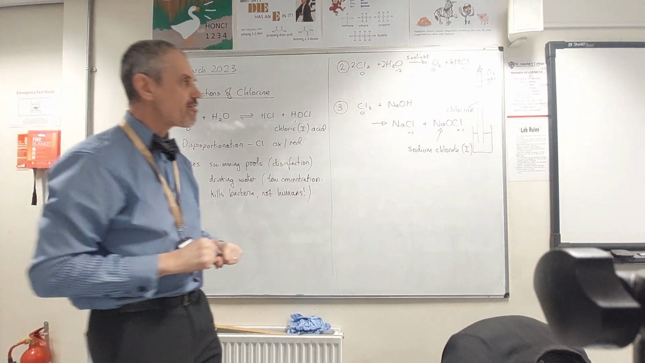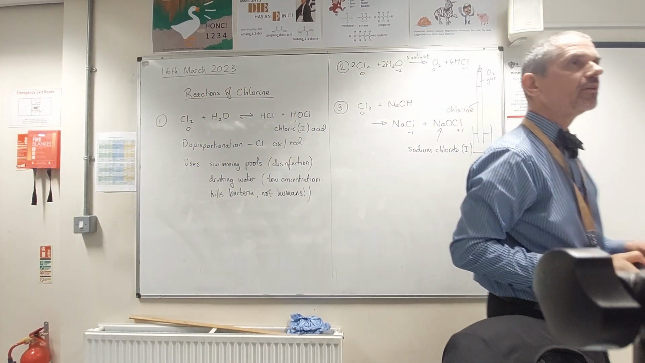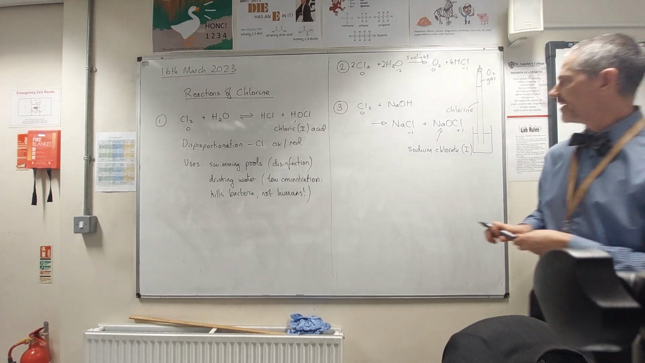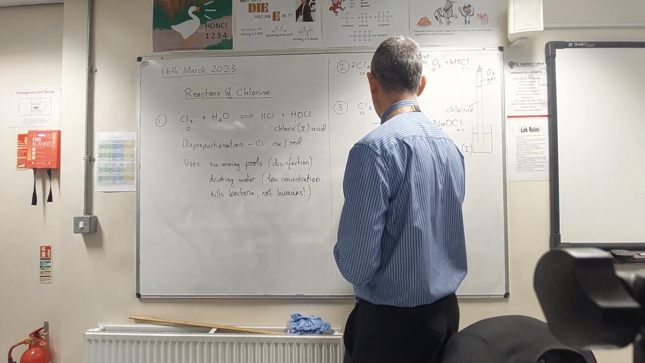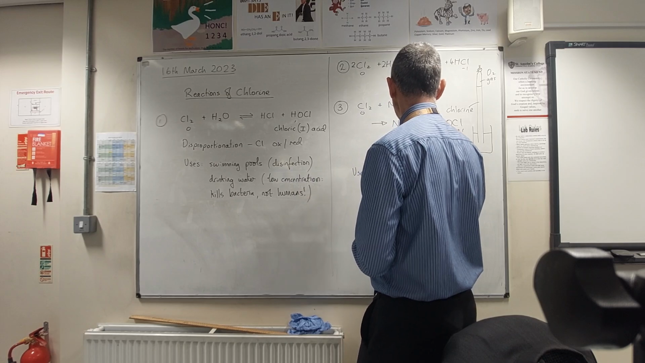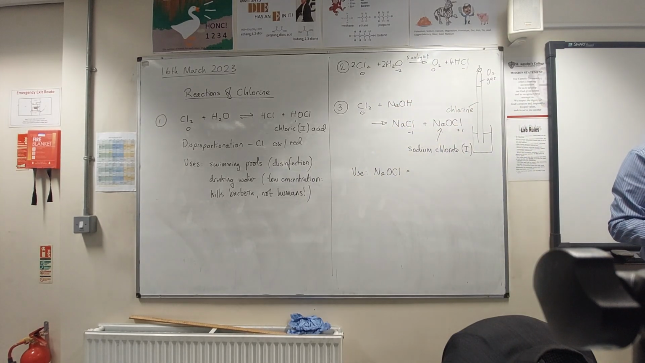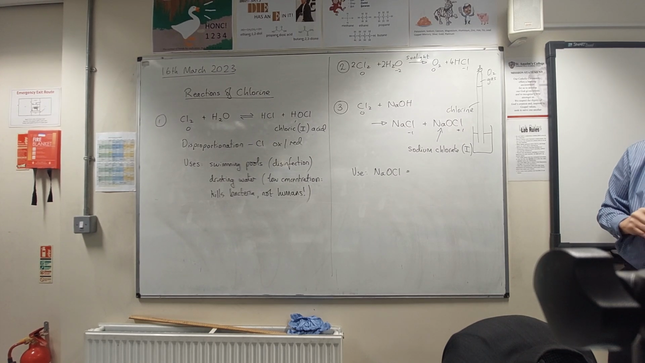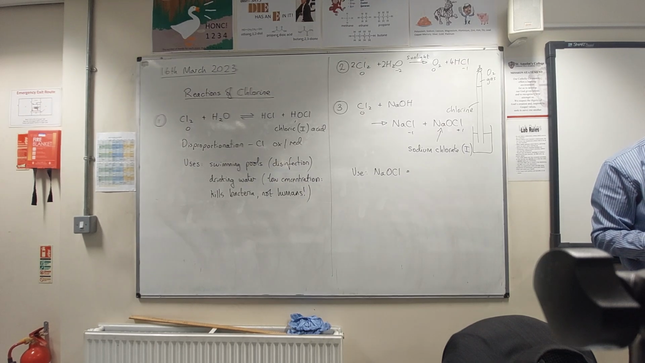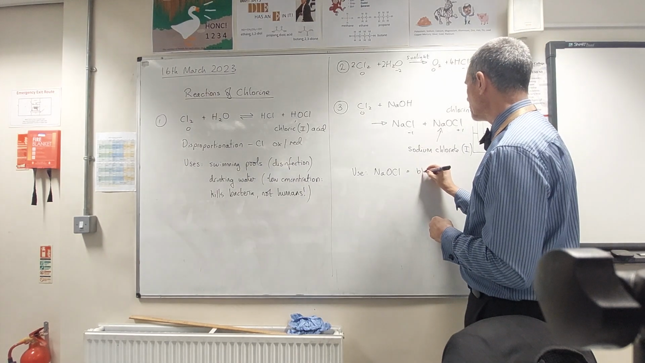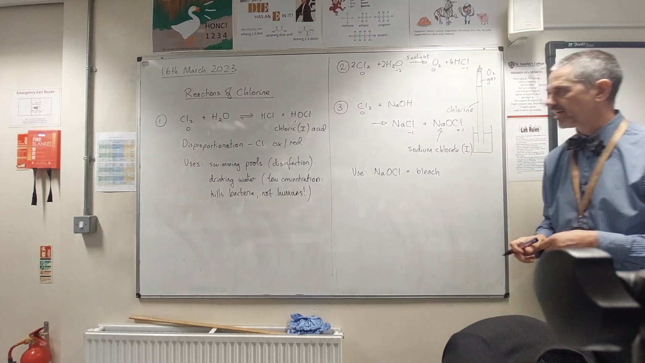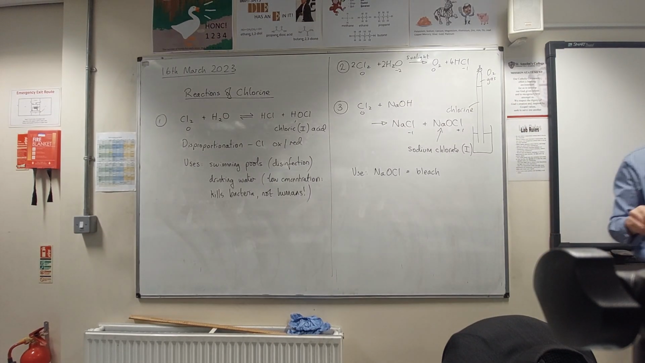Okay, now that's a very useful reaction. Why? What is NaOCl used for? Is it in bleach? It is. It is the main ingredient in bleach. Well done.